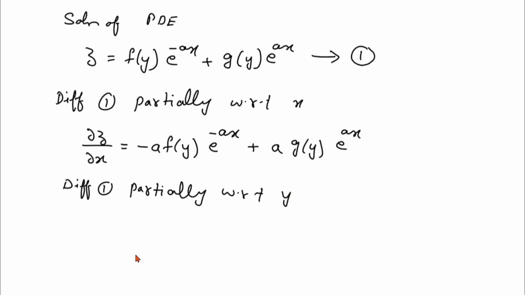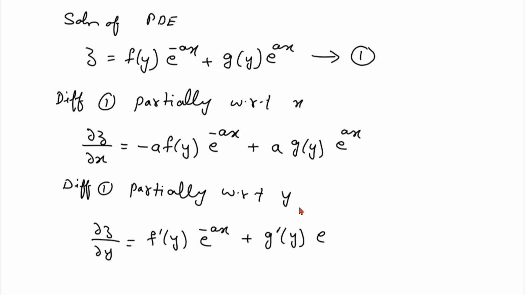So I'll be getting the value of ∂z/∂y equals to. We'll go back to equation number 1 and differentiate with respect to y, which means the derivative of f(y) will be f'(y). So it will be f'(y) into e^(-ax), where ax is a constant, keep that as it is, plus g(y). The differentiation of g(y) will be g'(y), so g'(y) into e^(ax), where ax is a constant, as it is.